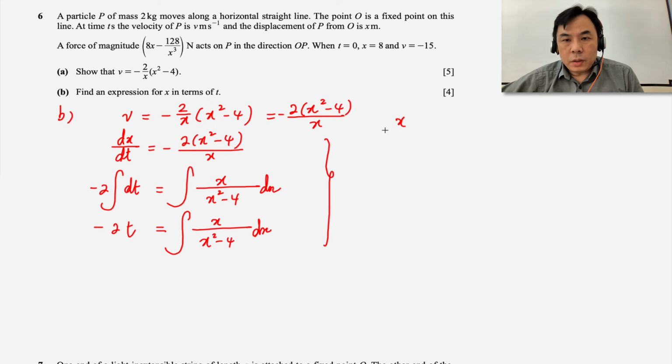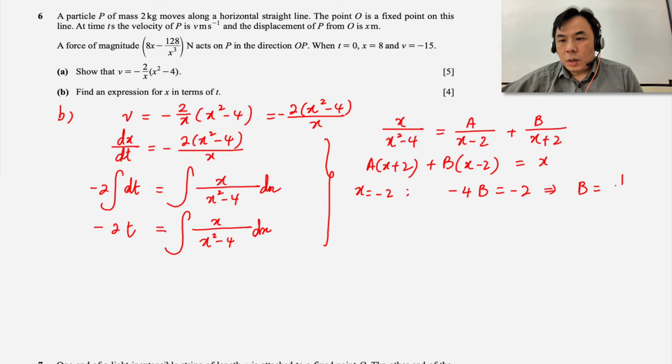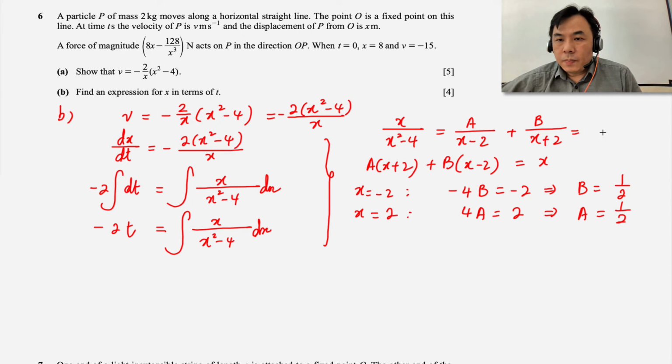Alright, now I'm going to consider this working at the side here. We're going to consider the partial fraction for 1 over (x squared minus 4) as A over (x minus 2) and B over (x plus 2). Okay, now by substitution, we have x equal to negative 2, for instance. That will give us negative 4B equal to negative 2. B will be equal to half. And then repeat the same process for x equal to 2. We will have 4A equal to 2. That will yield the same result as B. Therefore, this can be written as 1 over 2(x minus 2) plus 1 over 2(x plus 2).